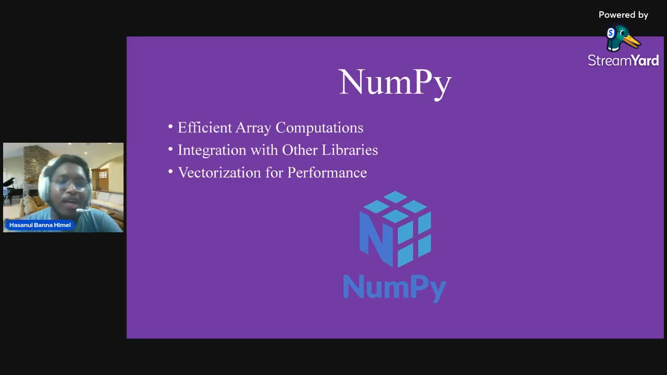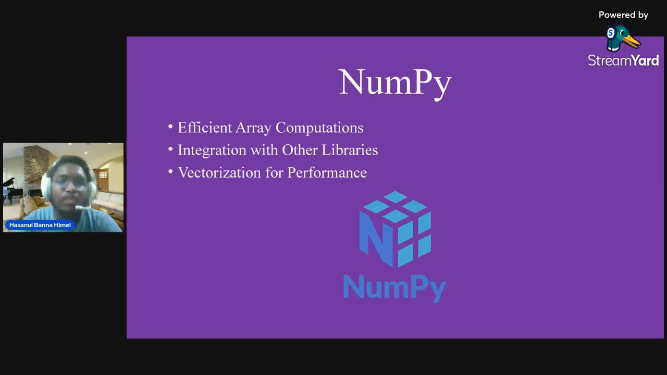On the second point, we have integration with other libraries. NumPy serves as a foundation for many other libraries in Python, like SciPy, Pandas, and Matplotlib. We have seen in the previous slide that there were four to five libraries: NumPy, SciPy, SymPy, Pandas, and Matplotlib, and many other things. So NumPy serves as the foundation for many other libraries.